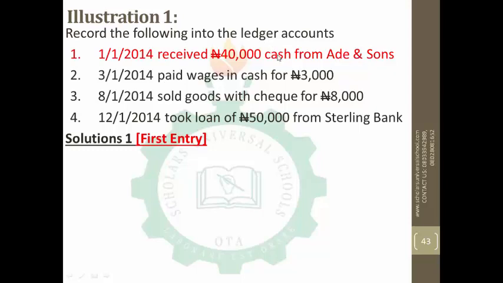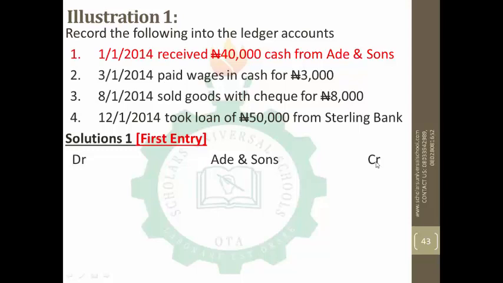You receive cash from Ade. That is, you receive cash, so you debit cash because you debit the receiver. And who is giving? Ade is giving. So you debit cash, you credit Ade and Sons. So for the first transaction, we are starting from the person that is giving. Who is giving? Ade and Sons. Because Ade and Sons is giving, where will you put the Ade and Sons transaction? On the credit side, because we've said debit the receiver, credit the giver. So because it's giving, you are crediting the transaction.